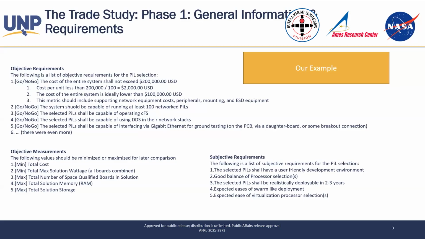So that's an example. And then for objective measurements, well, we wanted to minimize cost, of course. And then we wanted to do all these other things. And then you can see a list of subjective requirements. One of them is ease of virtualization. We wanted to be able to virtualize these processors in VMs or Docker containers and things like that. And it's subjective about how easily our group finds that. And then we have a good balance of processor selections, just as another example of where we wanted to find the good balance of these things. What does our team deem a good balance? It's something we would talk about.